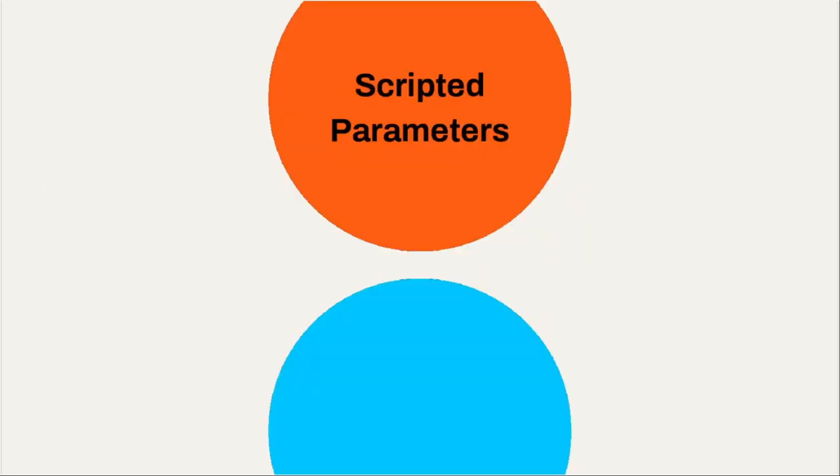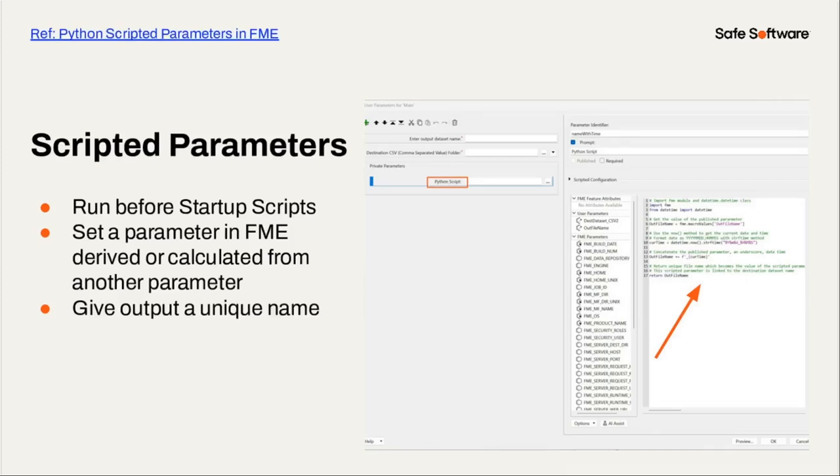So next I'll talk about scripted parameters. Scripted parameters are executed before both Python startup scripts and the translation. They are very useful for setting up a parameter in FME based on values derived or calculated from other parameters. And you can also give an output a unique name as shown in the screenshot. This is just an example here that uses a scripted parameter that appends the date and time to the output dataset name, giving that output a unique name.